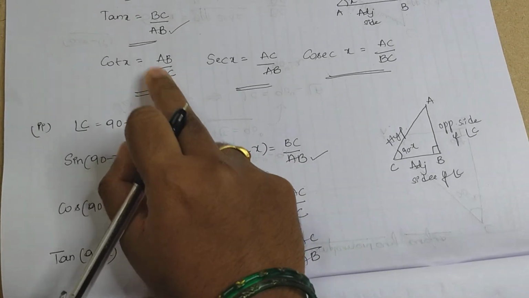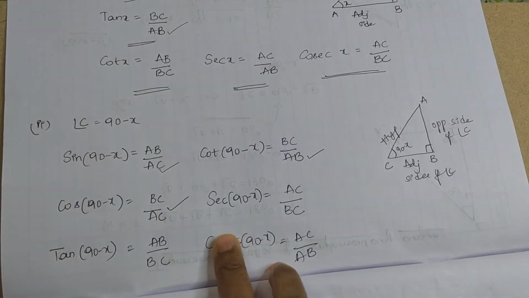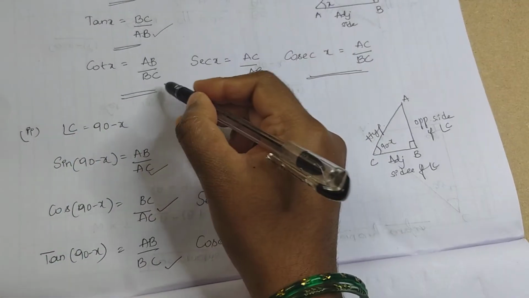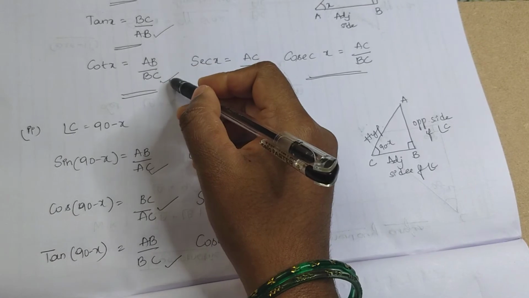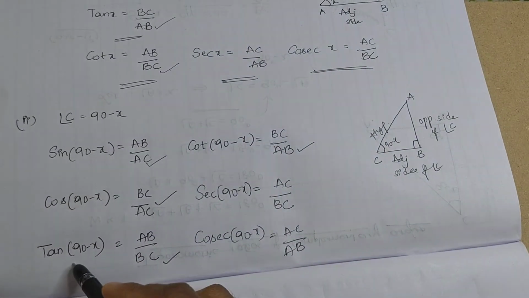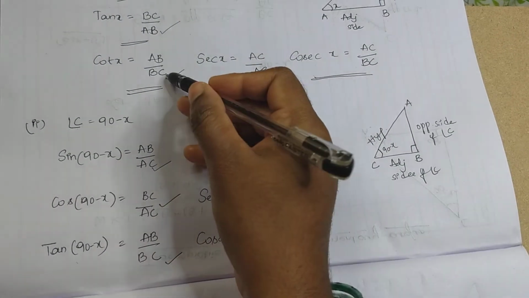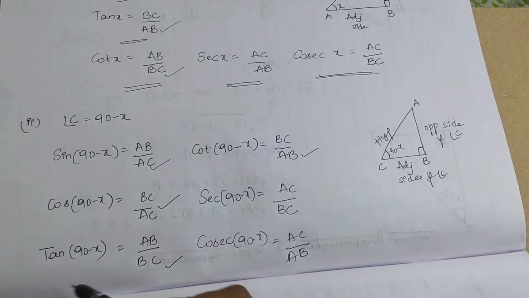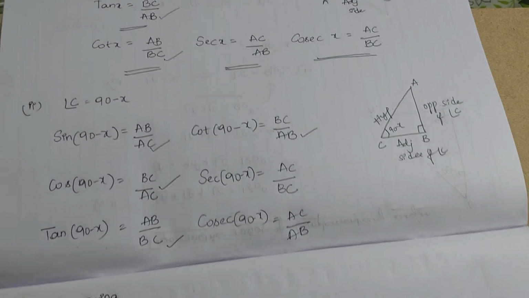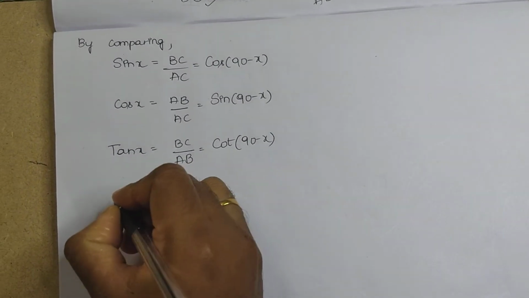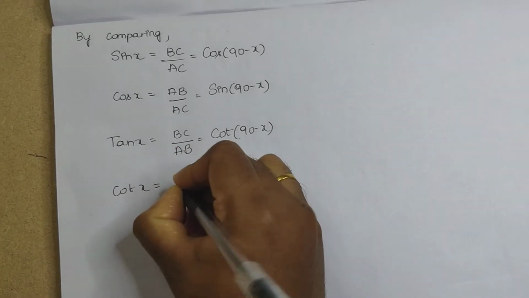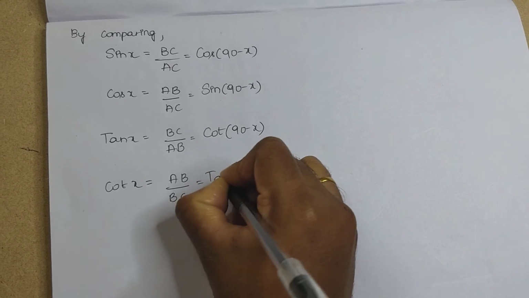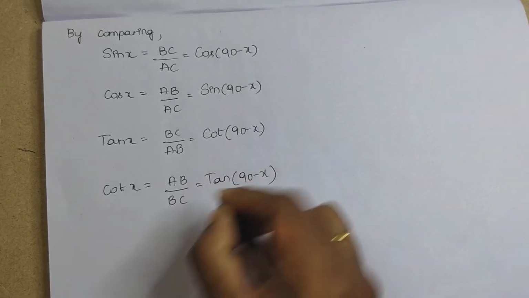For the cot, where do we get AB by BC in the second case? AB by BC, got it here, correct? So cot x equals AB by BC equals tan of 90 minus x. Let's write that now. Cot x equals AB by BC equals tan of 90 minus x.